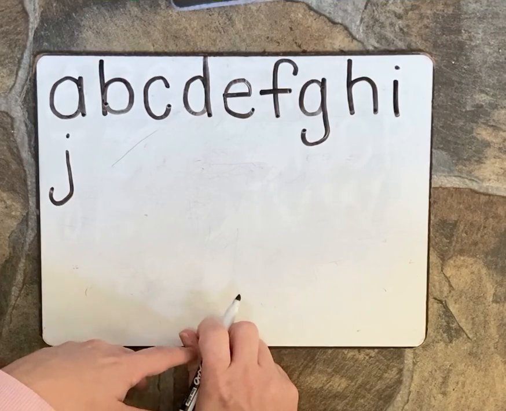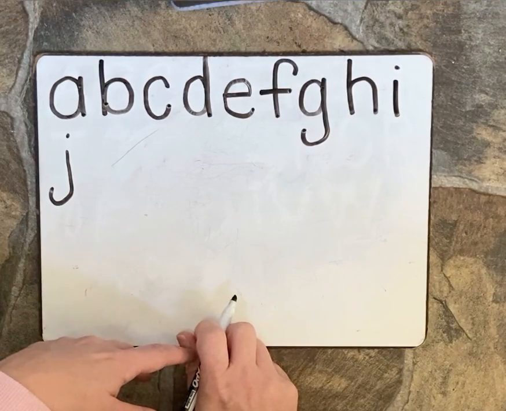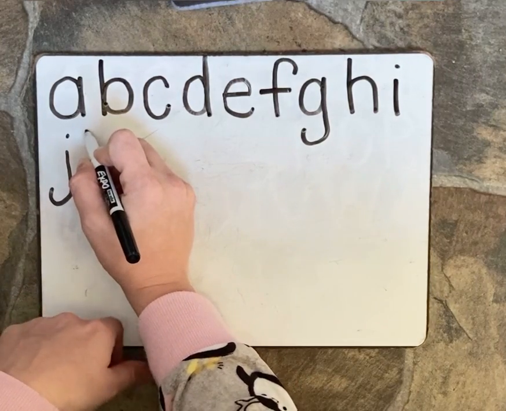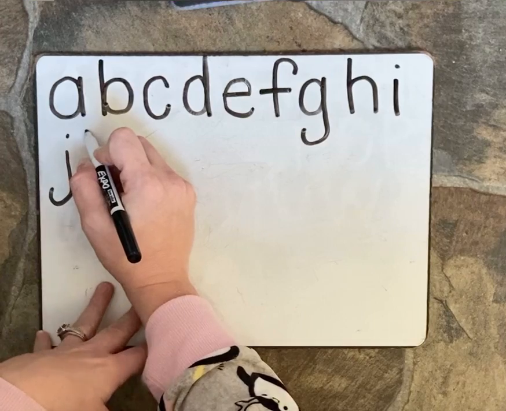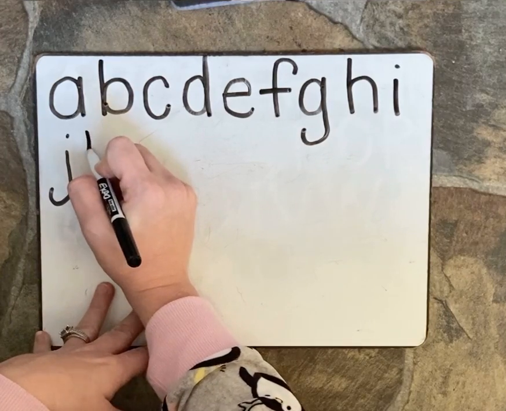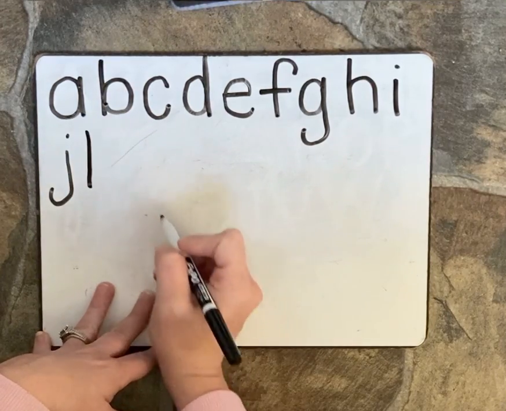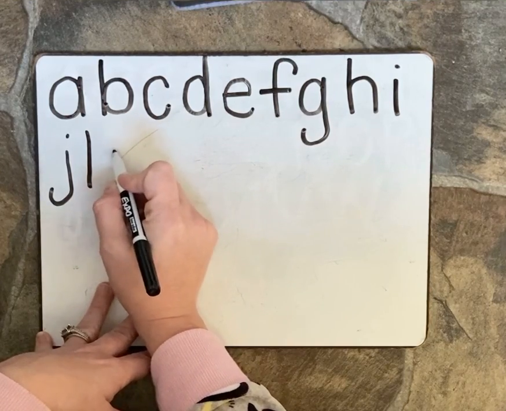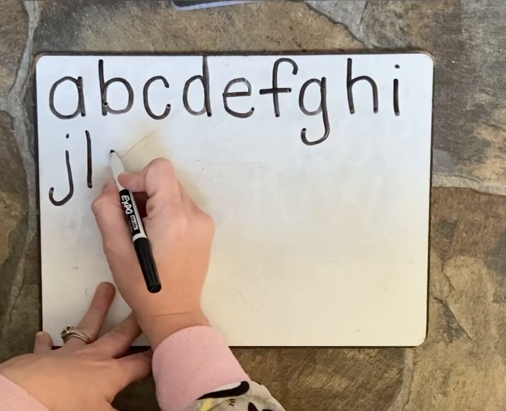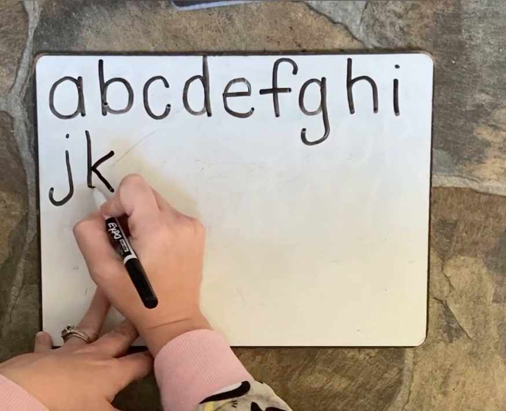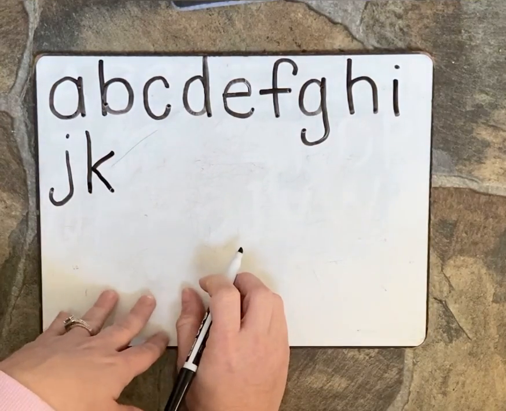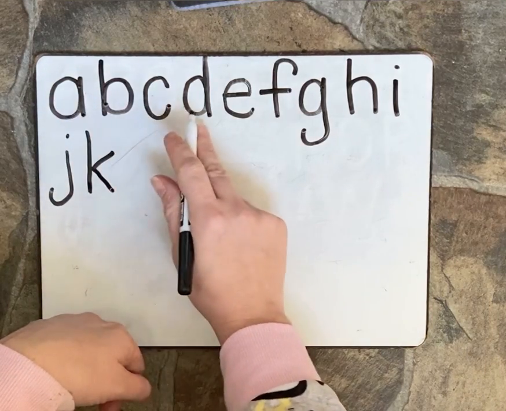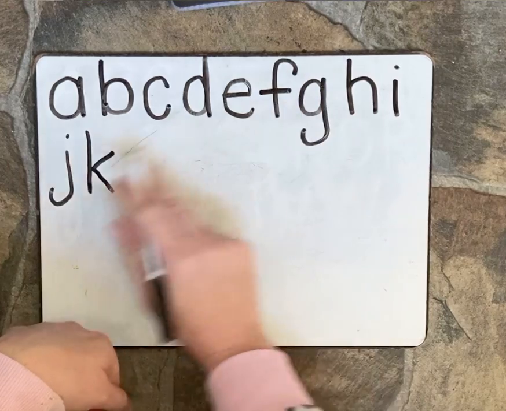And what comes next? K. So when we do our lowercase k, it's very similar to our uppercase K. We're going to start at the top and pull down. Okay. And then when you're going to slant in, slant out, you're just going to start about halfway because you want to leave some stick at the top. So slant in, slant out, and there's your K. So we have A, B, C, D, E, F, G, H, I, J, K.